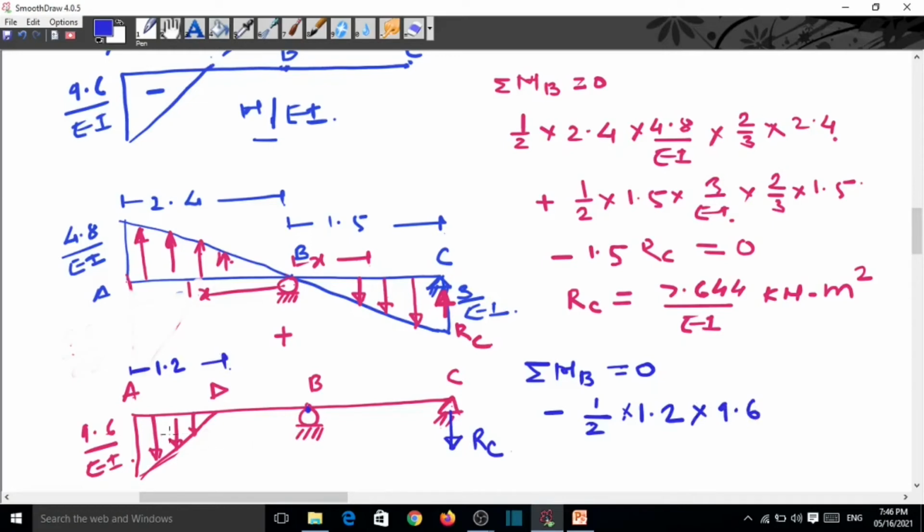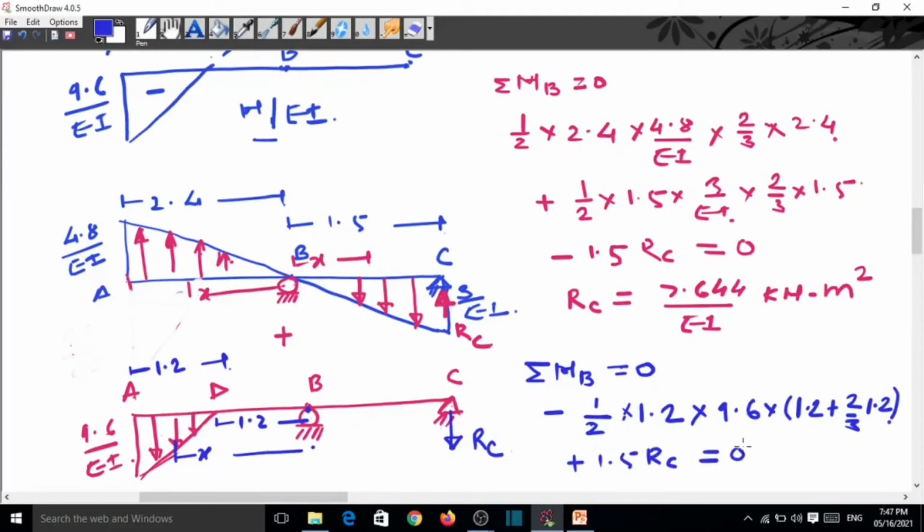9.6. Now this is x bar here, so this is 1.2 again, so 1.2 plus 2/3 of this 1.2, so multiply here 1.2 plus the 2/3 of 1.2, then this is a clockwise, so plus 1.5 into the RC is equal to 0.